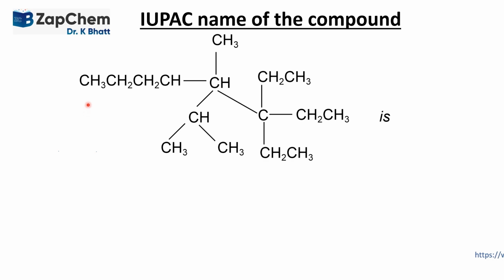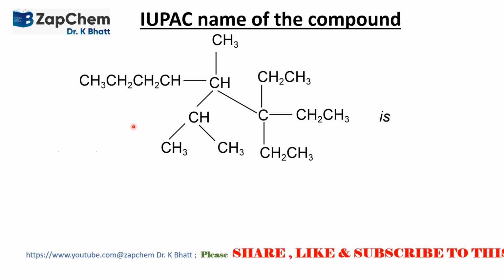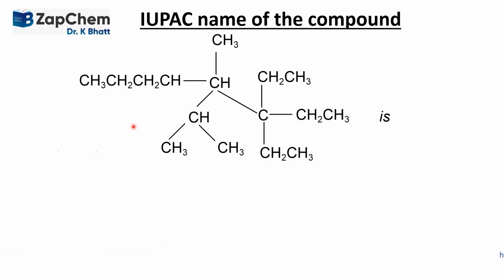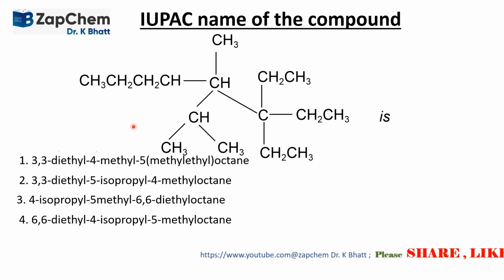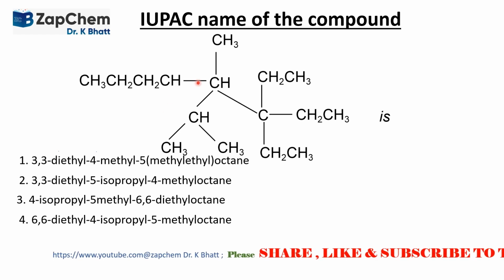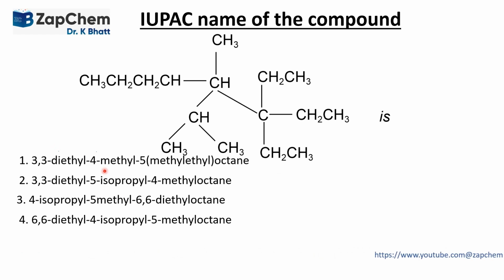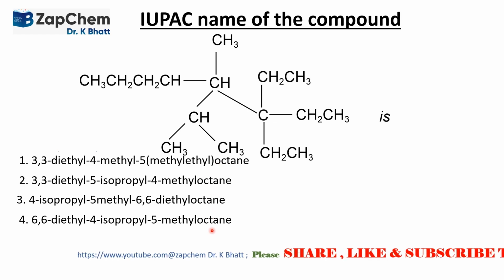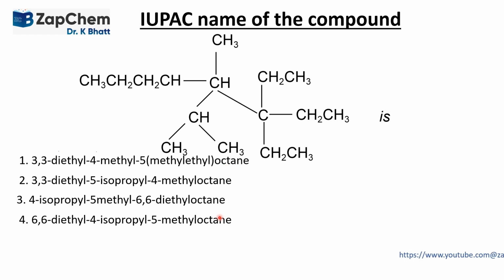Now, looking at the structure, it appears to be complex or complicated. But if you follow the rules properly and look at the options provided here, it becomes very easy to draw or write the IUPAC name of the compound. And if you look at the options here, you find that all the four options end with the root word octane. It's very good. We get a hint here that the root word is octane.